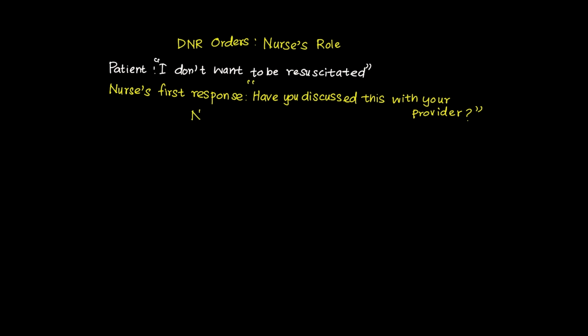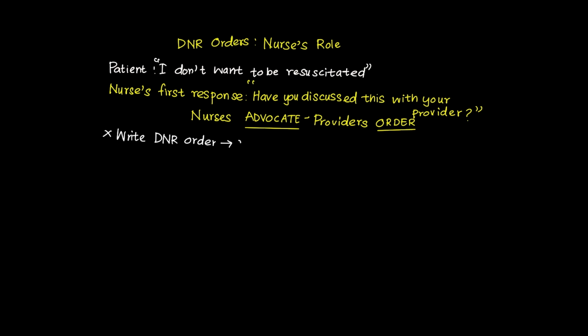The nurse's role is advocacy. You heard the patient's wish, and now your job is to make sure the right person knows about it, so the order can be written and documented properly. Writing the order yourself is outside nursing scope. Full stop. It doesn't matter how clear the patient's wishes are. The legal authority to write that order belongs to the physician or advanced practice provider.